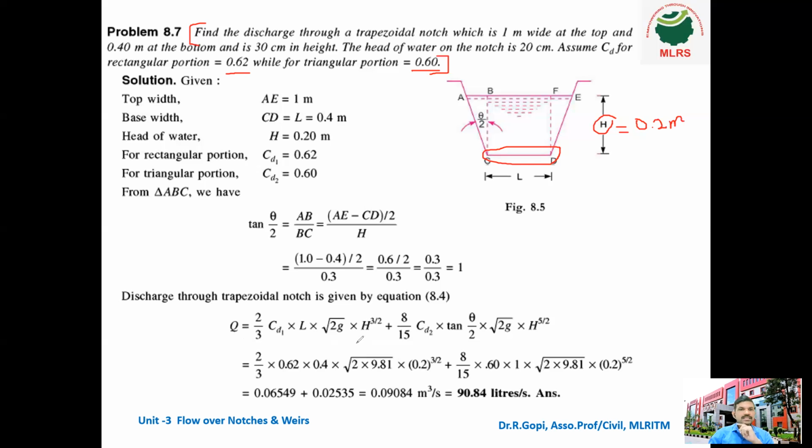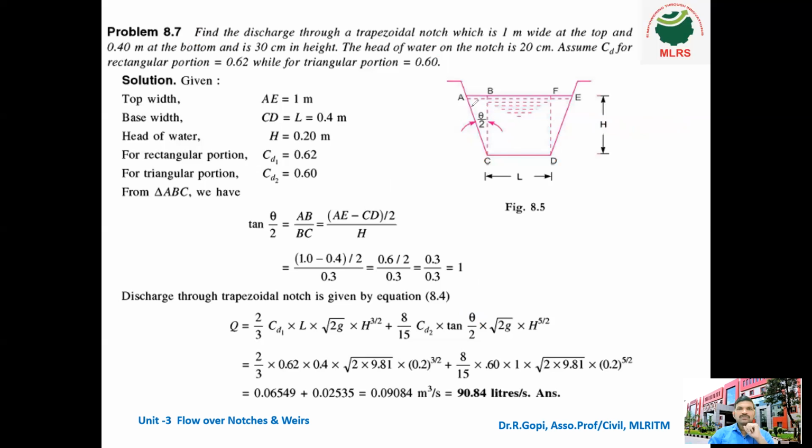Here, what are the data we need? CD1 is given, L is given, and H is also given. Here CD2 is also given, and H is given. The only unknown parameter is theta. From this figure, you can see this portion is theta by 2. They didn't give this theta by 2 in the problem, so as the first step we have to find it.